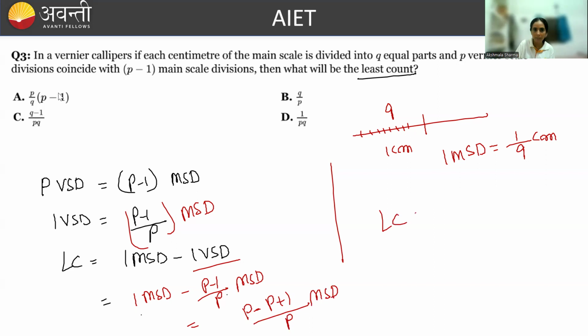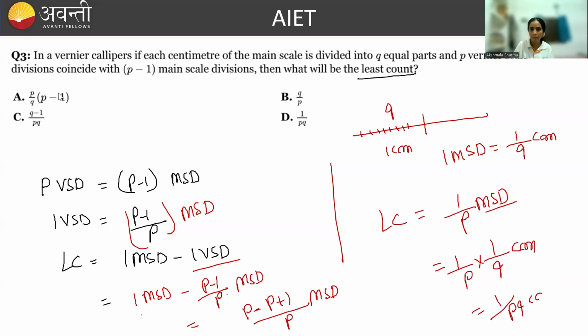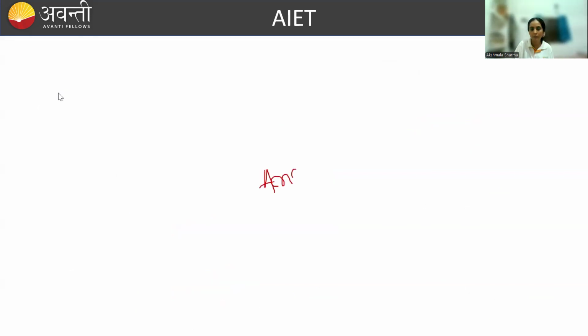So least count is equal to how much? Least count is 1 by P MSD. Now put the value of MSD. Got it? So 1 by P into 1 MSD, which is 1 by Q centimeter. So the correct answer will be 1 by PQ centimeter. So the correct option will be D.